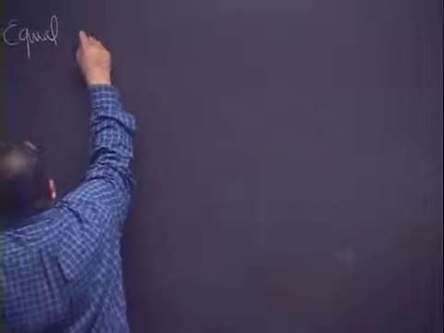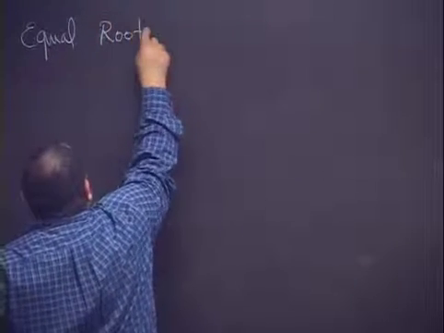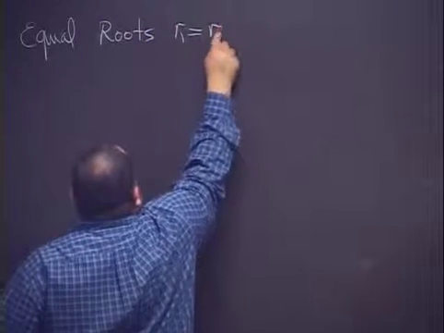The first case is we have two distinct roots for the indicial equation. R1 is different from R2, and the difference R1 minus R2 is not equal to an integer. Then today's lecture we will look for the case where we will have R1 equal to R2, and also R1 minus R2 is equal to an integer. So let's continue. So we will look for equal roots, R1 equal to R2.